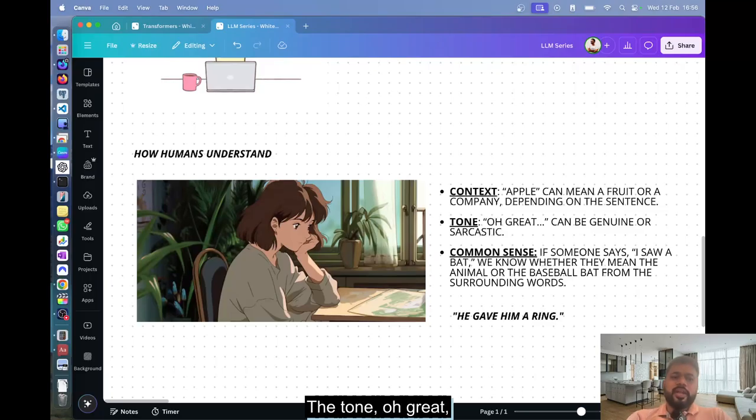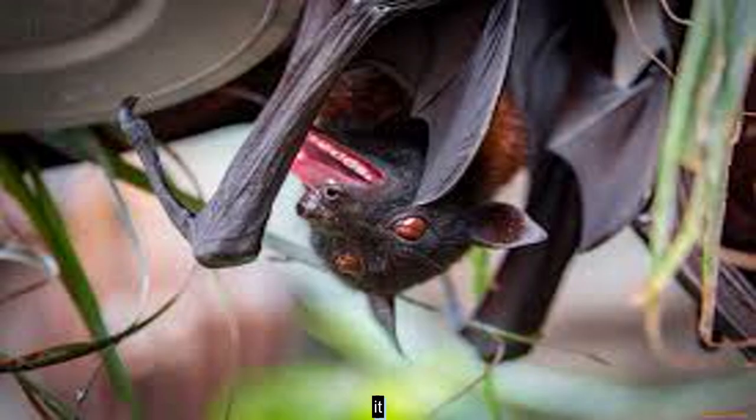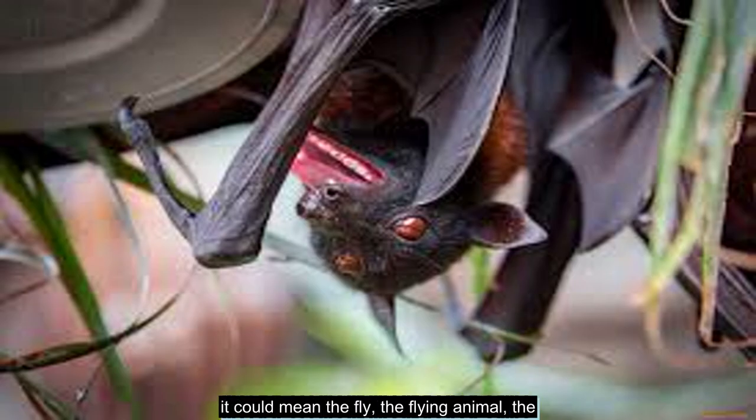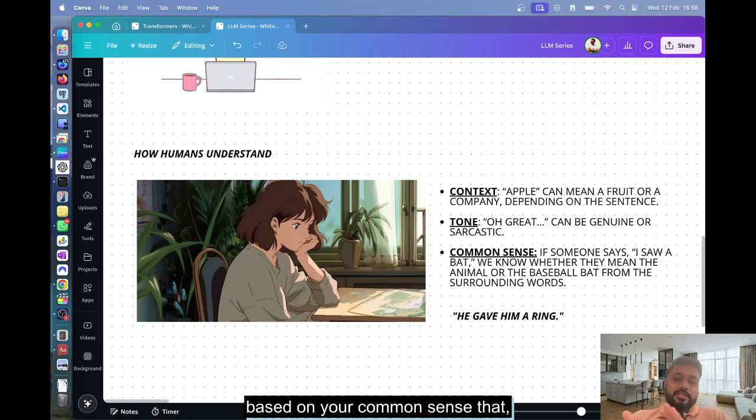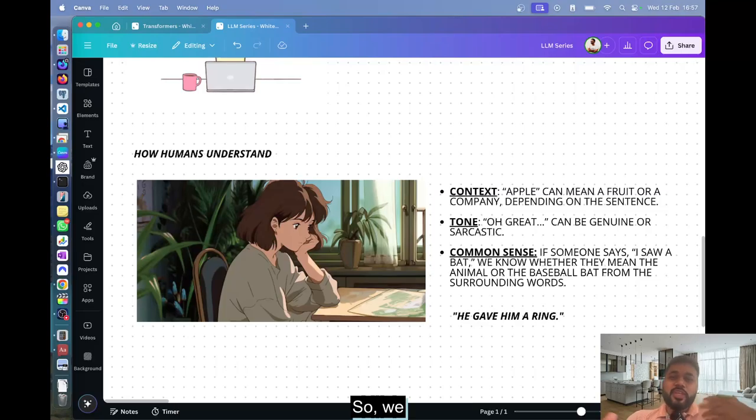The tone: "oh great" could genuinely be saying "oh great" to someone, or it could be sarcasm where I say "oh great." And then the common sense. For example, if I say I saw a bat, it could mean the flying animal, or it could mean the baseball bat or a cricket bat. So you understand, based on your common sense, which exactly bat I saw. Let's take one more example where I say he gave me a ring, whether it's a wedding ring or whether it's a missed call that we are talking about. So we understand the context, tonality and the common sense.